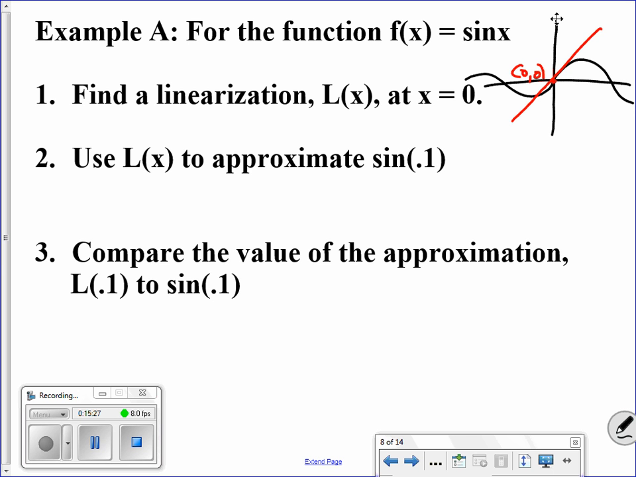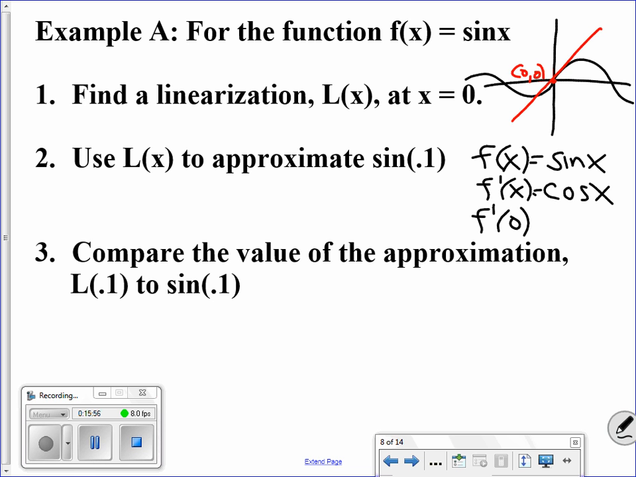What's the one thing we need to write the equation of a tangent line? The slope. So to get the slope of the tangent line, what do we have to find? The derivative. So if the function is sine of x, what's the derivative? Cosine of x. Now, we don't put cosine x in for the slope, right? We always have to plug a number in. What number do we have to plug into our derivative? 0. Because we want to get f prime of 0. That's our slope. What is the cosine of 0? 1. There's our slope.